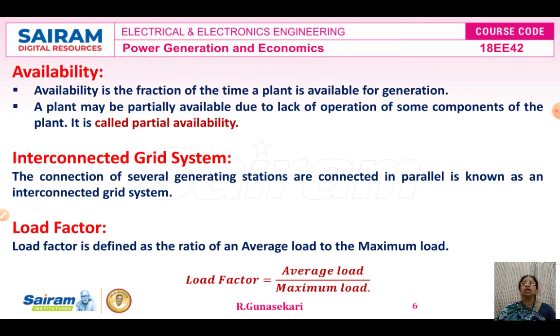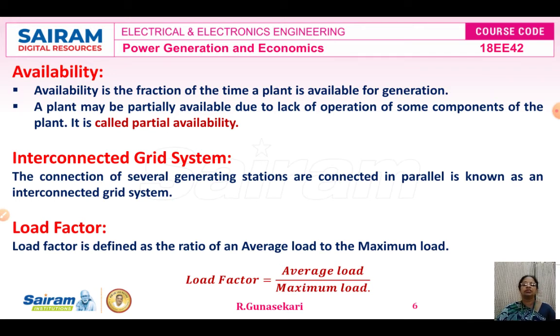Then next, availability. The availability is nothing but the fraction of the time a power plant is available for generation. The power plant may be partially available due to the lack of operation of some components of the power plant. It is also called partial availability.